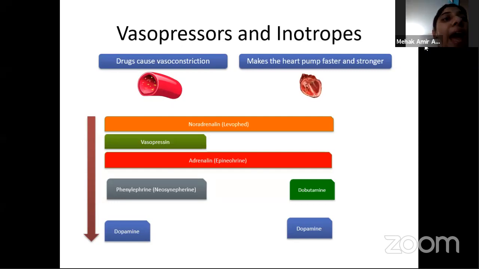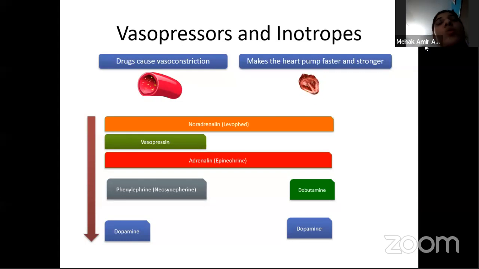So here we have drugs which have both the properties. So it's norepinephrine, like levophed, norepinephrine, and epinephrine, and dopamine. Three of them act as both vasopressor and inotropic agents. While vasopressin is purely a vasopressor which helps to constrict the blood vessel, and phenylephrine.